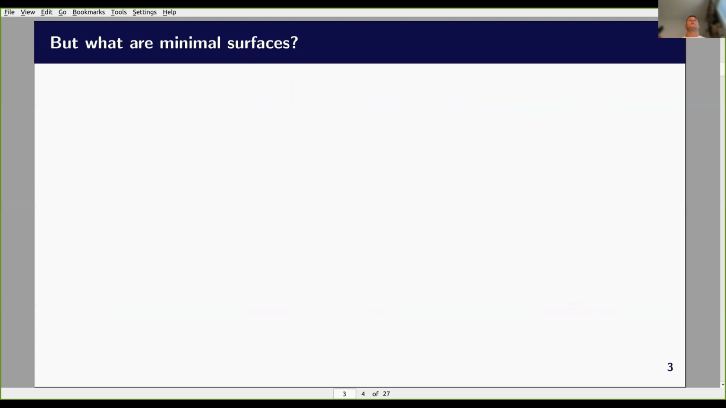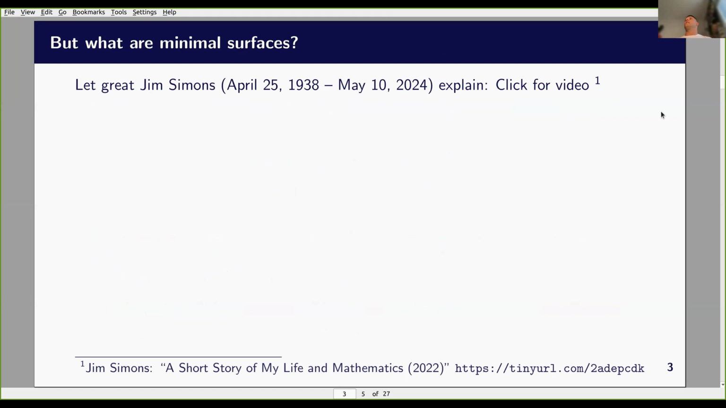Okay. So now you know what a minimal surface equation is in Euclidean space, but how do the minimal surfaces look? Unfortunately, the great Simons passed away some weeks ago, and I was thinking that maybe this is a good place to let Mr. Simons explain what minimal surfaces are. Let me try to show you a video. Let's see how this goes.